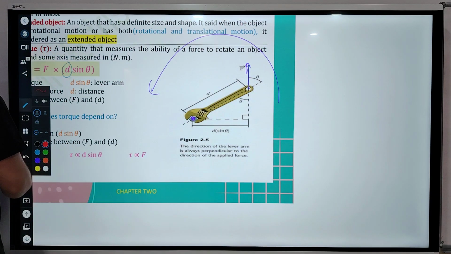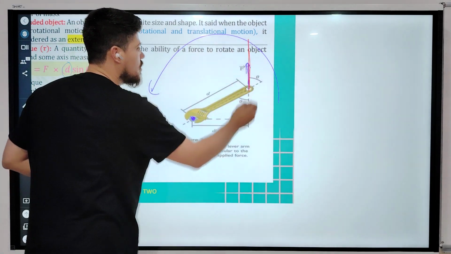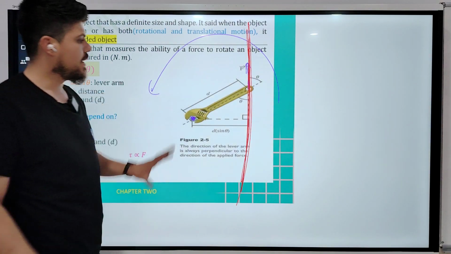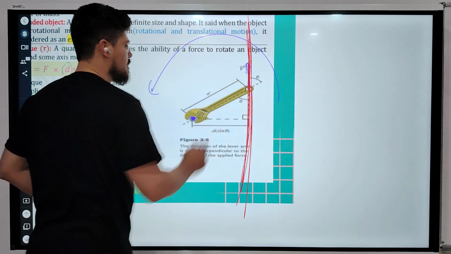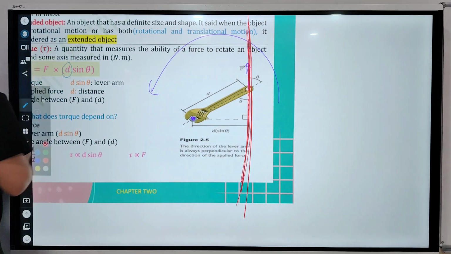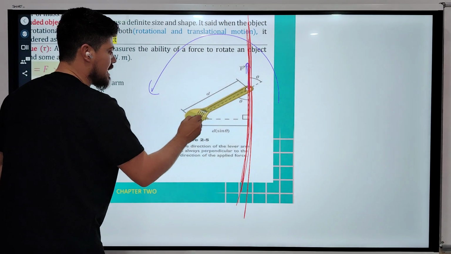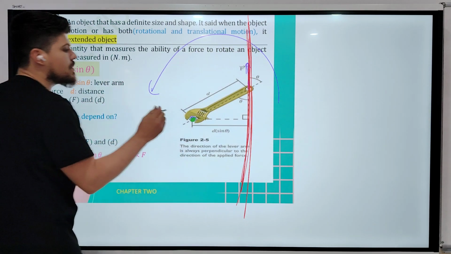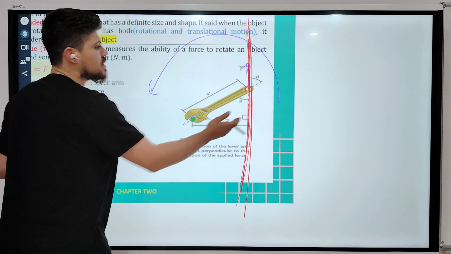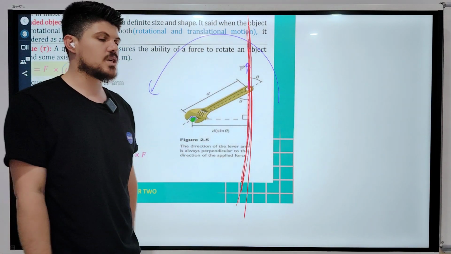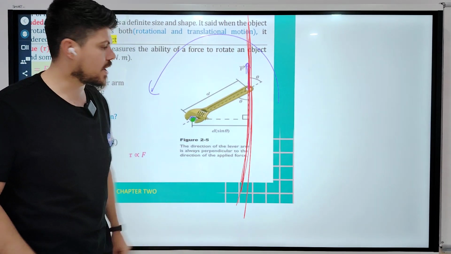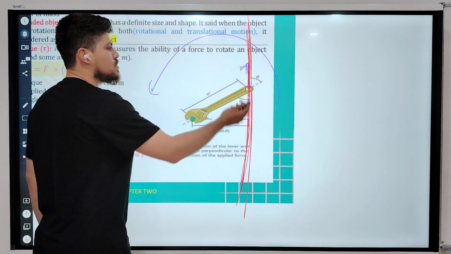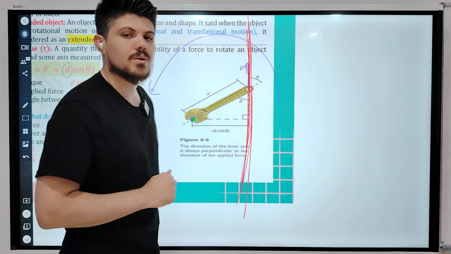Can you extend the force? Yes, of course. The line is drawn along the direction of the force. You can extend the force in a straight line in its direction. This is the axis of rotation. What is lever arm? The perpendicular distance from the axis of rotation to the line drawn along the direction of the force. According to basic math, how many perpendicular lines can we draw on this line? Only one perpendicular line.